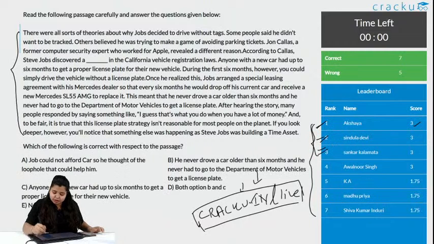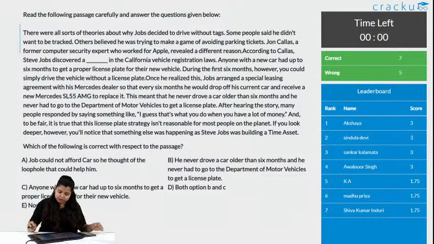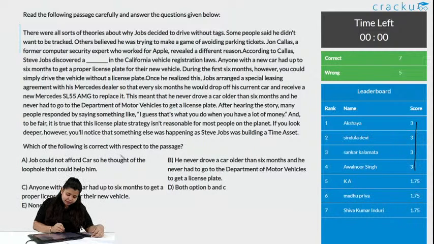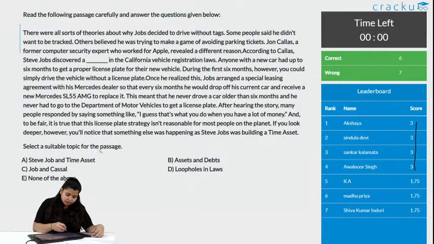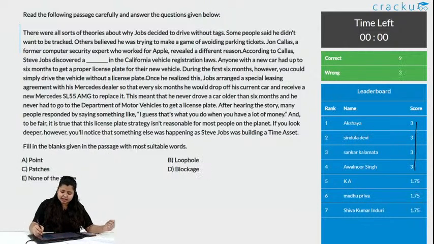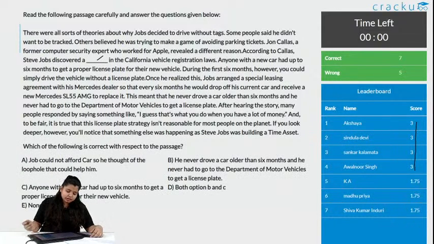Chalo, let's see how do we solve this. We'll start with the first question. We have 4 perfect score here. What is the question saying? Which of the following is correct with respect to the passage? So, for this question and even select a suitable topic for the passage, we do need to read the entire passage. In this very short passage, we will do this. Fill in the blanks given in the passage, that means we need to fill this. Let us see what is the passage saying.